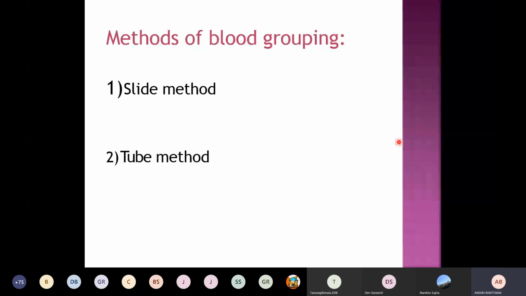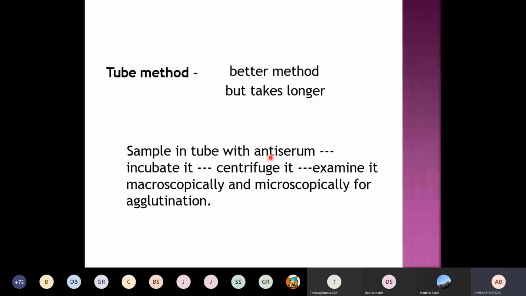Now let's move on to how to practically determine the blood groups. There is the slide method and the tube method. In our physiology practical lab, we'll be using the slide method to do blood grouping. Actually, the tube method is a better method, but it takes longer. Usually in the tube method, a blood sample is taken in a tube with an anti-serum. Then it is incubated, centrifuged, and finally examined both macroscopically and microscopically for agglutination. But we do not do this method in our lab.